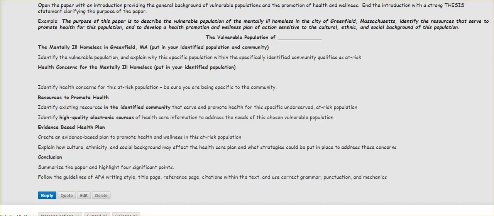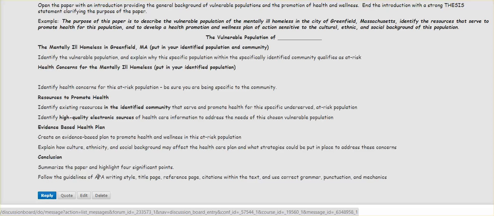Make sure you have a separate section there. For each one of these, for example, create the plan, you'd identify the plan. If I had 3 health concerns, I would have health concern 1, 2, and 3, identifying that, and I would then give another topic on how culture, ethnicity, and social background is going to impact the plan and what specific strategies would help to alleviate any negative impact. Then you would end with a conclusion. You always have a conclusion to your paper.